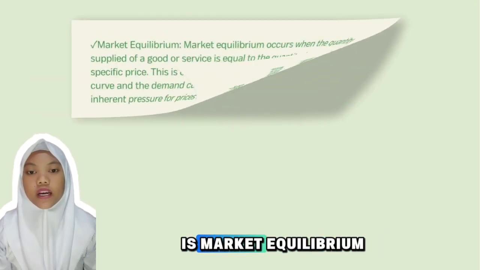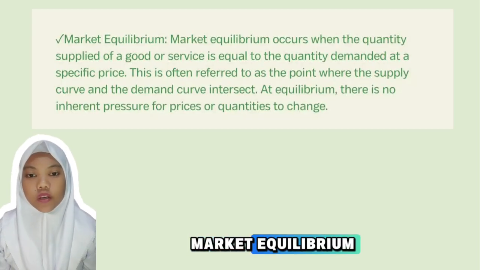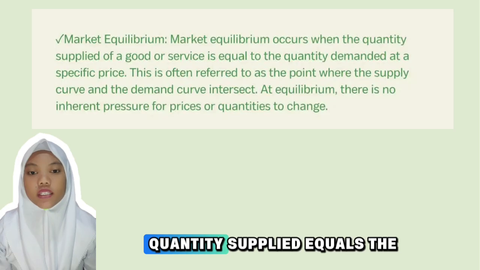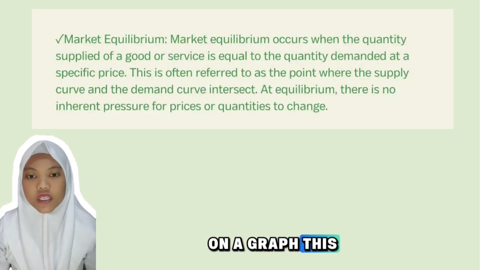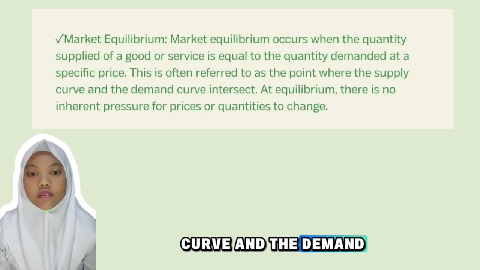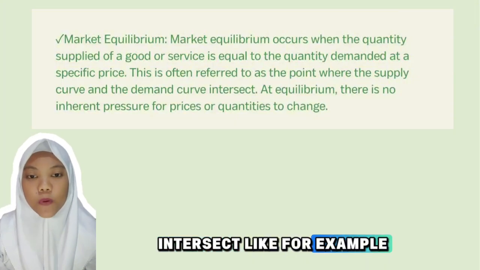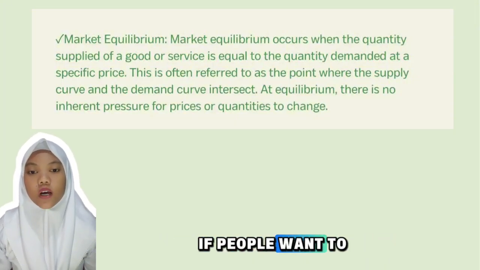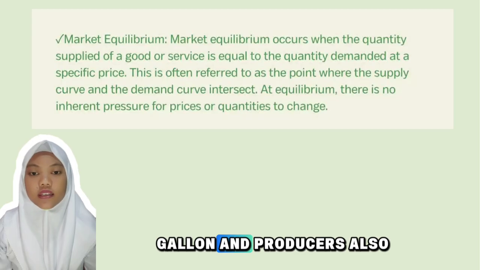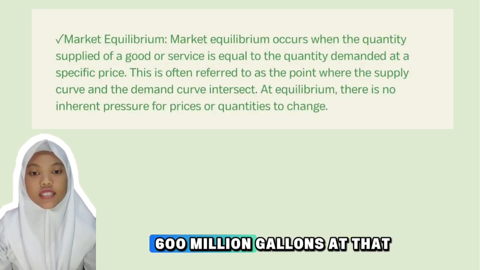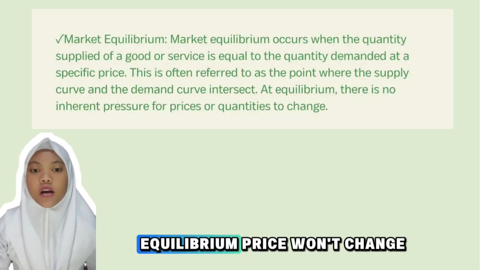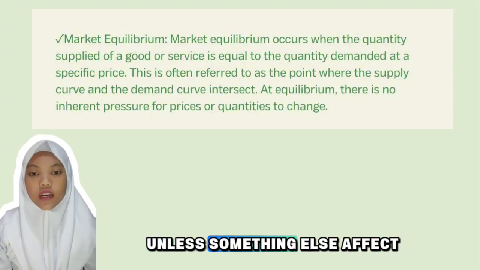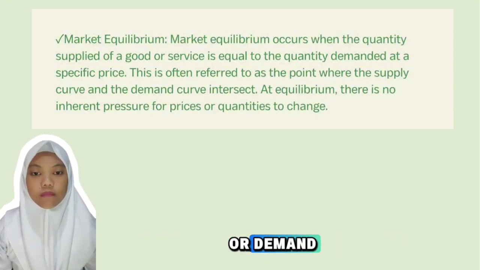The first is market equilibrium. Market equilibrium occurs when the quantity supplied equals the quantity demanded at a certain price. On a graph, this is where the supply curve and the demand curve intersect. For example, in the gasoline market, if people want to buy 600 million gallons at $1.40 per gallon, and producers also want to sell exactly 600 million gallons at that price, the market is at equilibrium. Price won't change unless something else affects supply or demand.